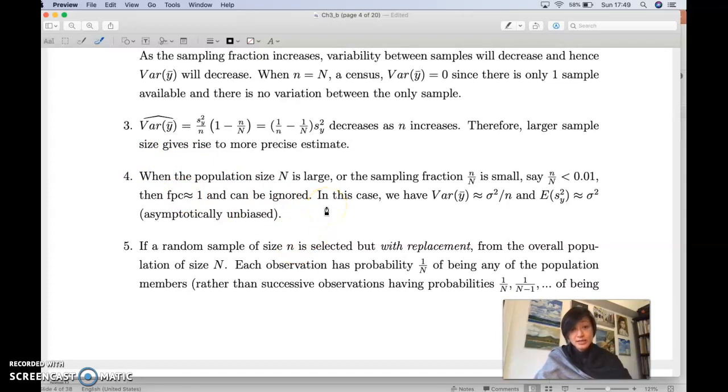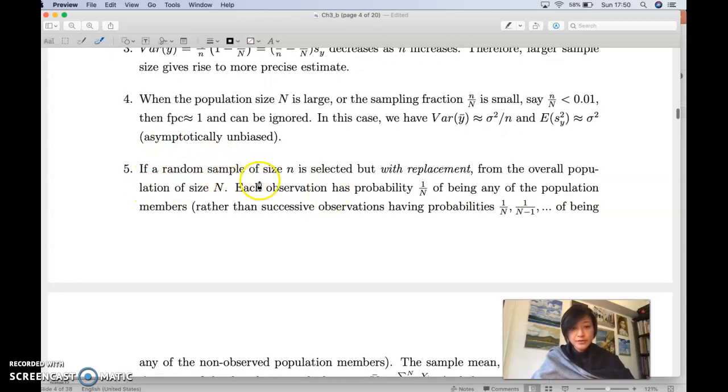When the population size is large enough, the sampling fraction becomes very small. When we do the calculation, if our sample size divided by the population size is less than 1%, then the finite population correction factor is very close to 1, and we can ignore it. We can say that whether this sample is drawn from a finite population, it is actually very similar to collecting from an infinite population. So the variance of y bar indeed equals sigma squared over n.